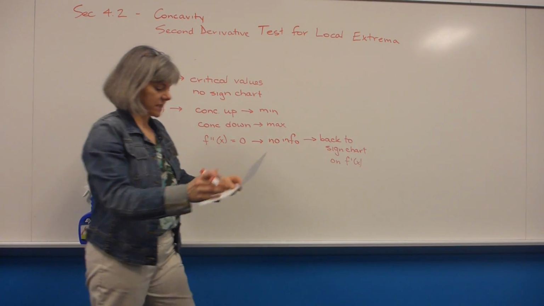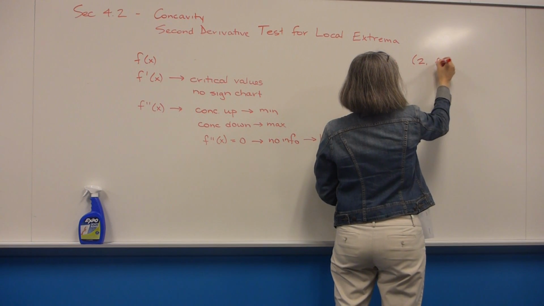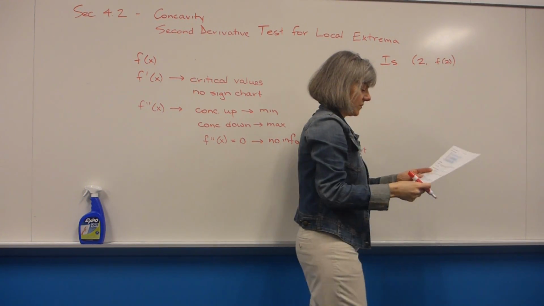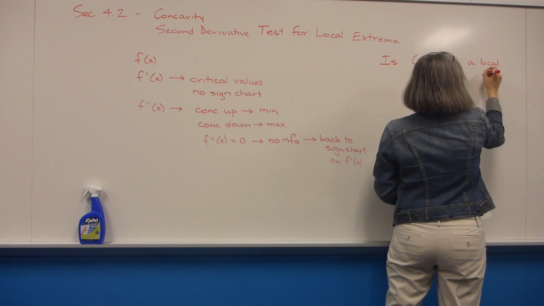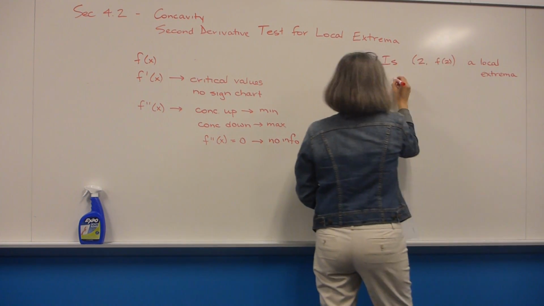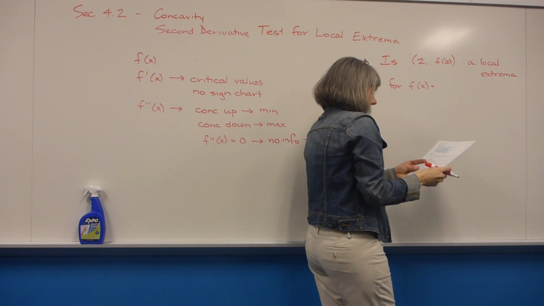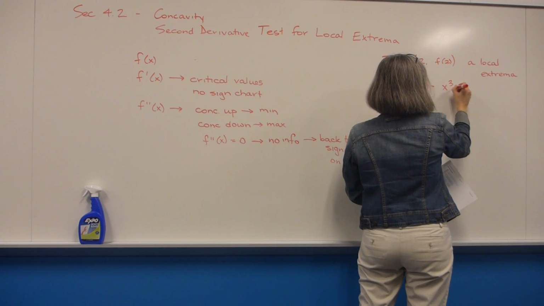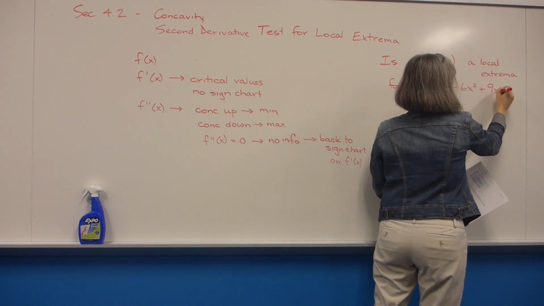So let's look at an example. Here's a question. Is this point, 2, f of 2, a local extrema for this function? x cubed minus 6x squared plus 9x plus 1.